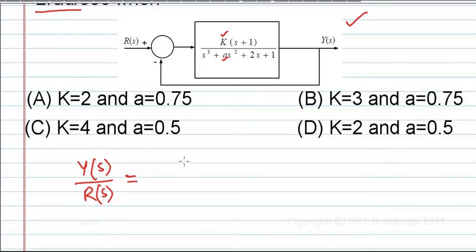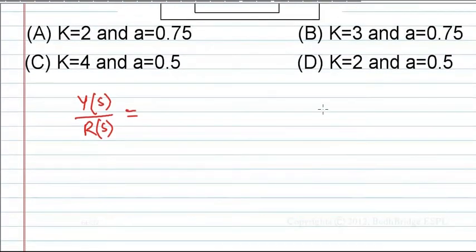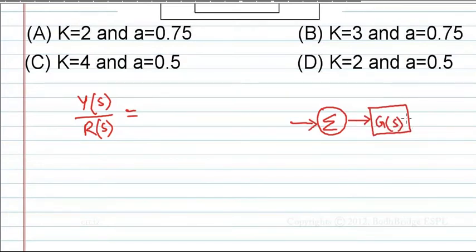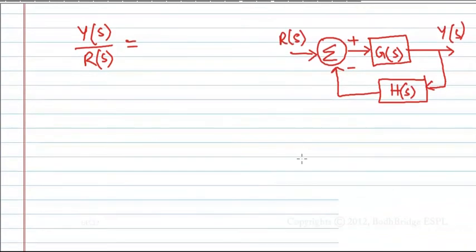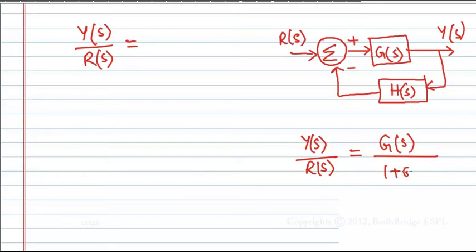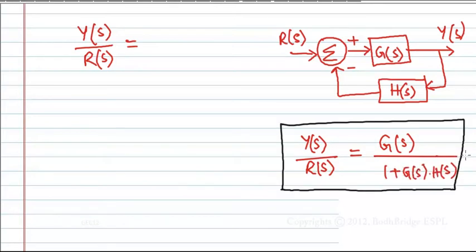G(s)/(1 + G(s)). Why? See, I am drawing a general feedback loop. G(s) and H(s) are there. H(s) is the feedback and G(s) is the forward path gain. From the control system basics, what do we have? Y(s)/R(s) is equal to G(s)/(1 + G(s)H(s)). Okay, this is what we know. Here H(s) is 1.